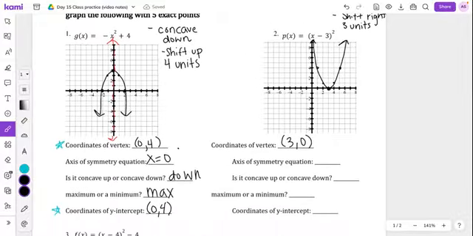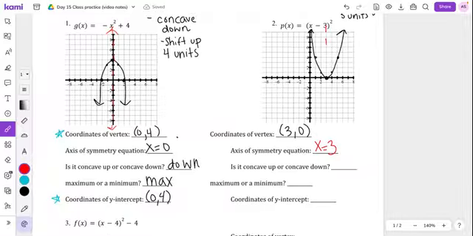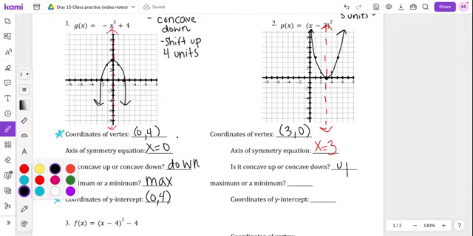So because our vertex falls at 3 comma 0, we know our axis of symmetry is going to be where x is equal to 3. So we can go ahead and plot that dashed vertical line through where x is equal to 3. Because it's positive, we know that our parabola is concave up, and we know that our vertex would be a minimum point. Now, this is where this example differs from example number 1.